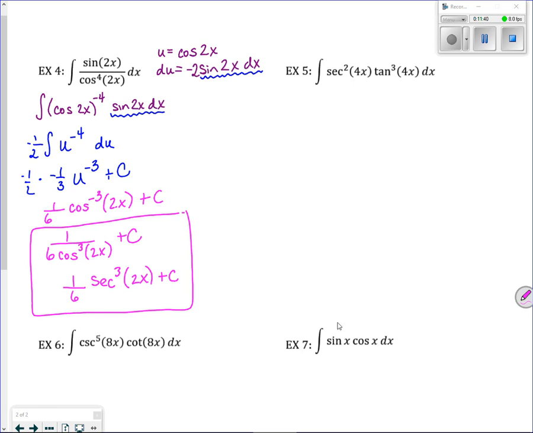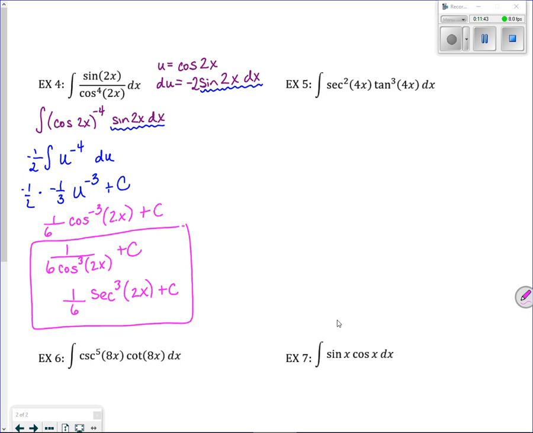All right, let's look at example 5. Now, example 5, you go, holy, wait a minute. On example 4, it was pretty easy. Like, how did you know to do cosine of 2x rather than sine of 2x? Well, I'm hoping that you thought, well, this one was being raised to a power of negative 4. Like, it was just kind of obvious. That one was the one being raised to the power. Whereas over here, they're both being raised to a power. So how do you figure that out?